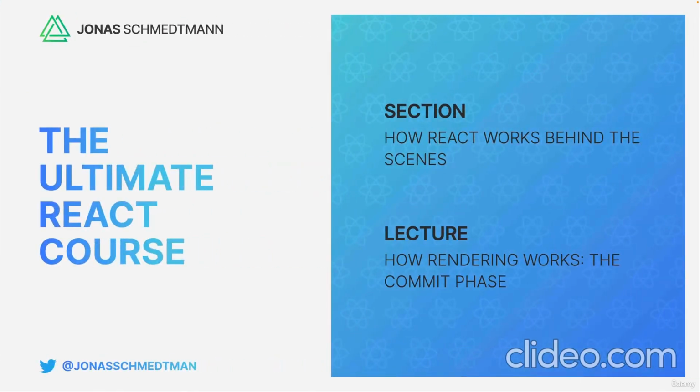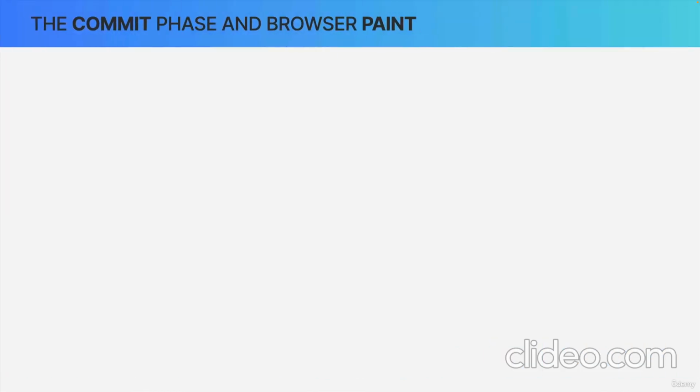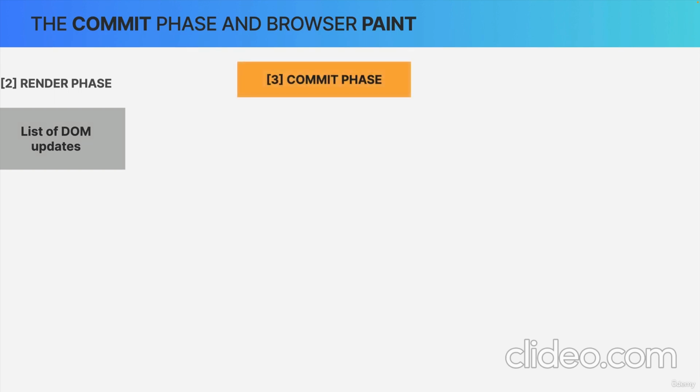Welcome back to part 3 of how rendering works behind the scenes. So we just finished learning about the render phase, which resulted in a list of DOM updates. And this list will now get used in the commit phase. Now, technically speaking, the current work in progress fiber tree also goes into this commit phase, but let's keep it simple here. So these are more conceptual diagrams so that we can understand what is happening, not a 100% accurate description of the algorithms inside React.